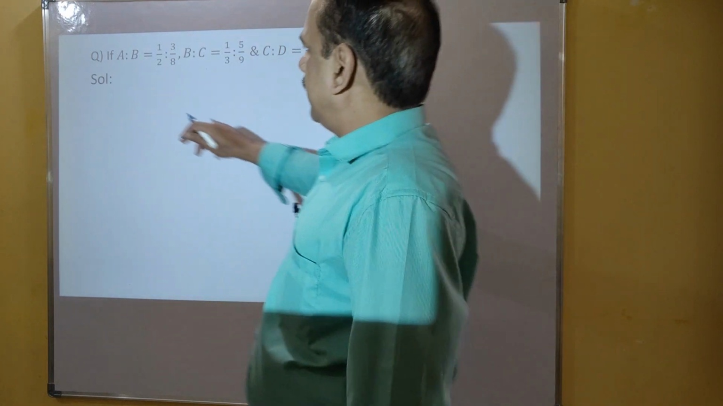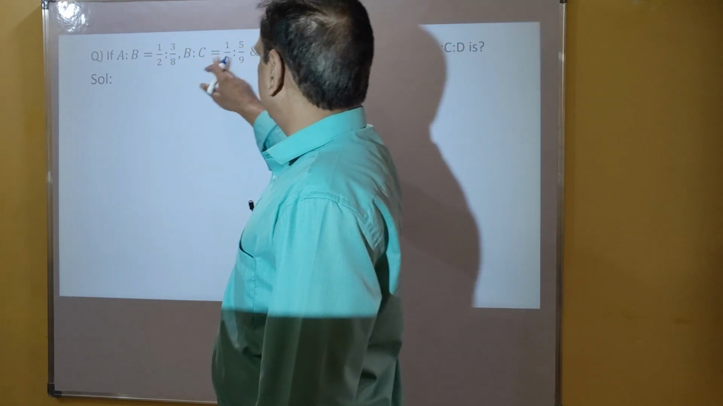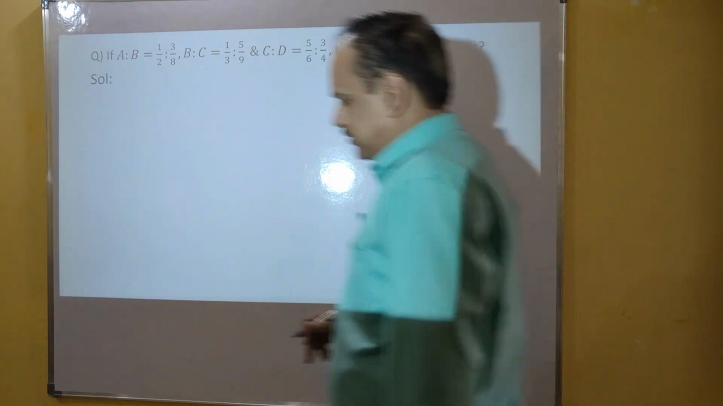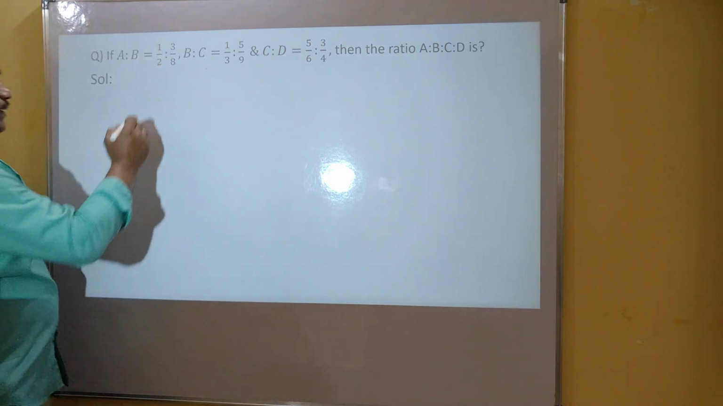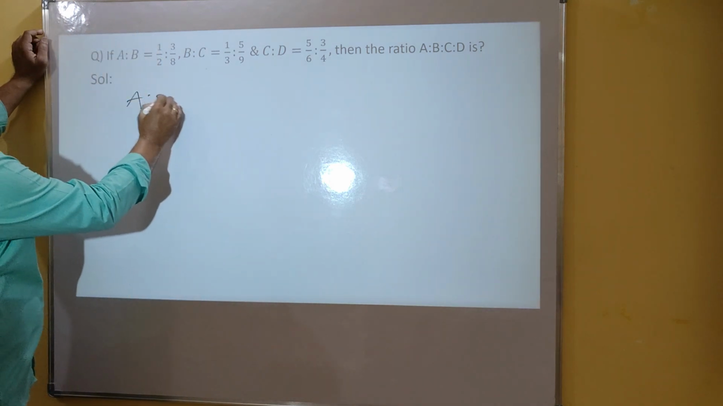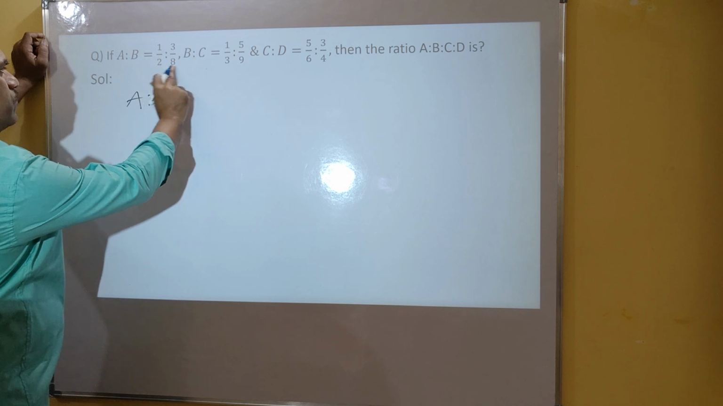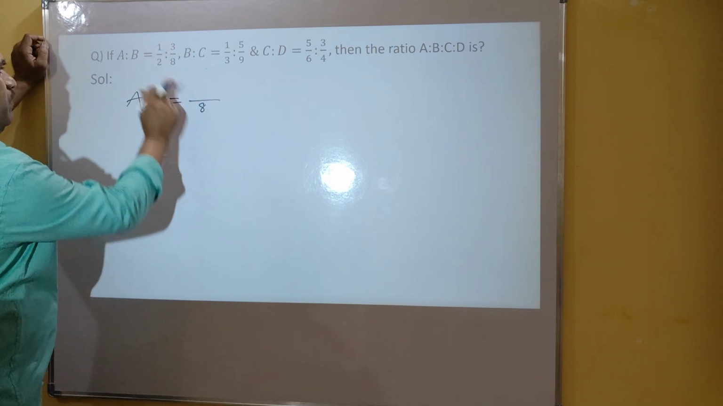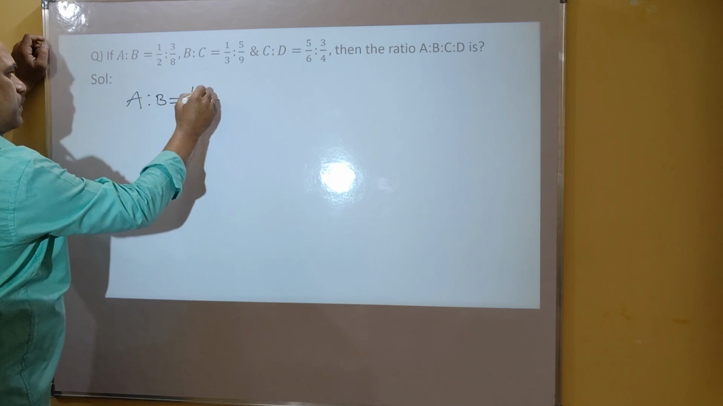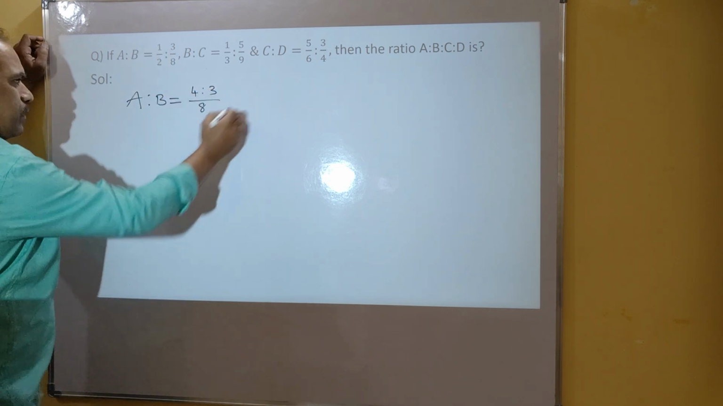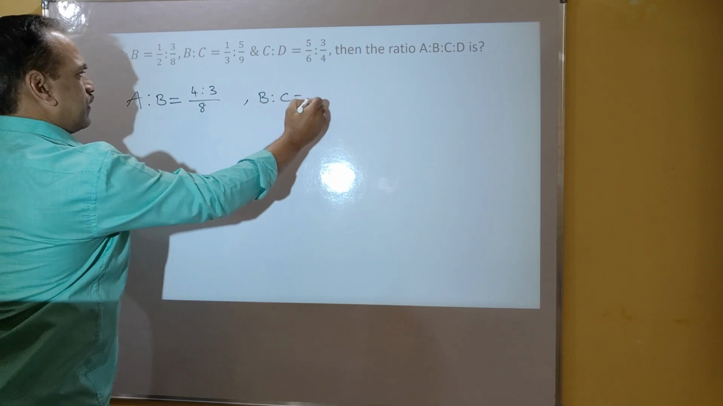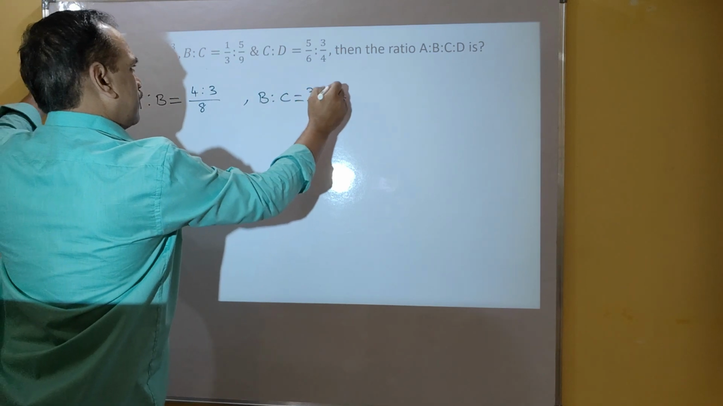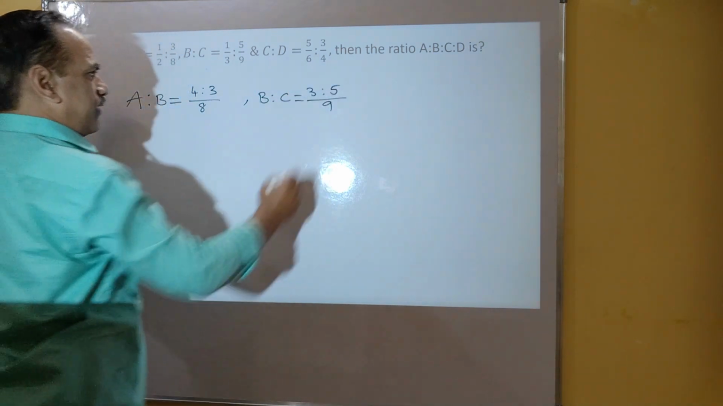Now in this problem you are given A is to B, B is to C and C is to D. Then the ratio of A is to B is to C is to D is what? Now you can write A is to B as, what is the LCM of 2 and 8? 8. So for the numerator, 8 by 2 is 4, 4 into 1, 4. So 4 is to 3. B is to C, LCM of 3 and 9, 9. So it becomes 5 is to 3 is to 5.